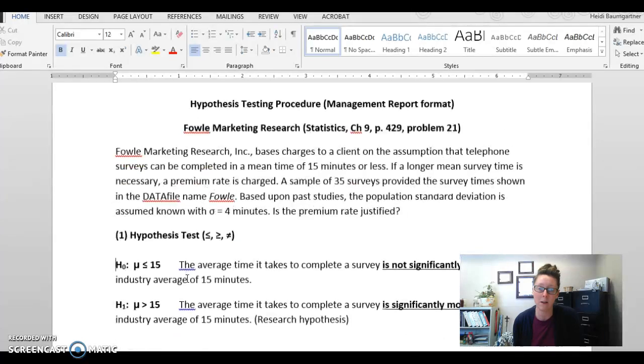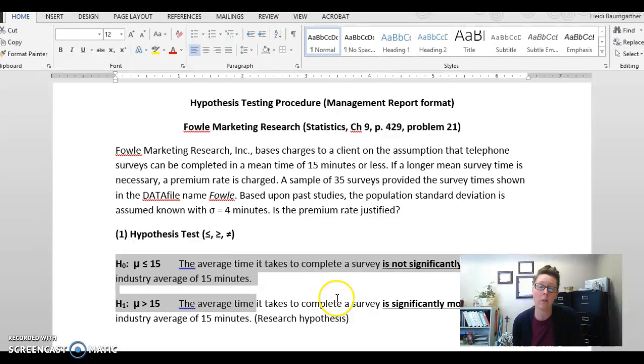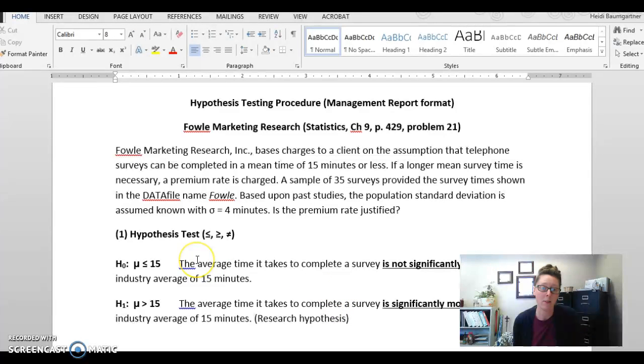So it all is based on formulating the hypotheses correctly. And this concludes this tutorial.